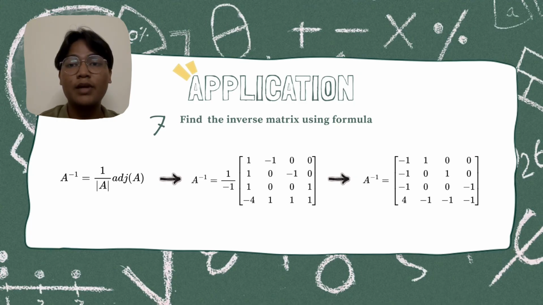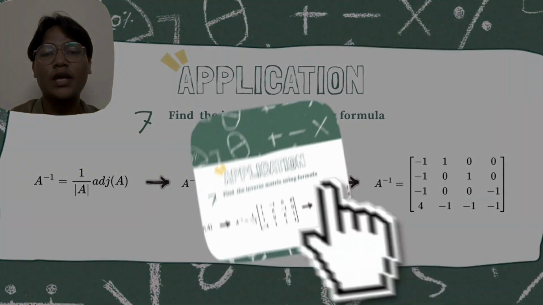Since we divide by -1, every element in the adjoint matrix changes its sign. Positive values become negative and negative values become positive. After multiplying the adjoint matrix by -1, we obtain the final inverse matrix shown on the right. This completes the calculation of the inverse matrix of A.